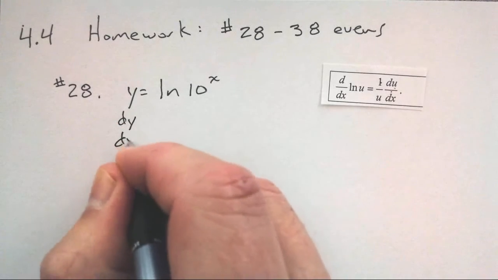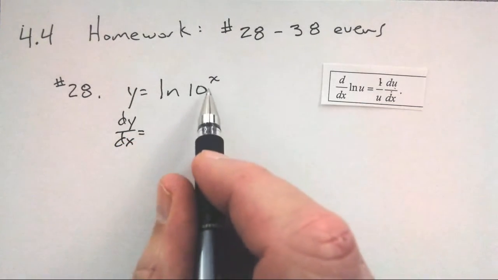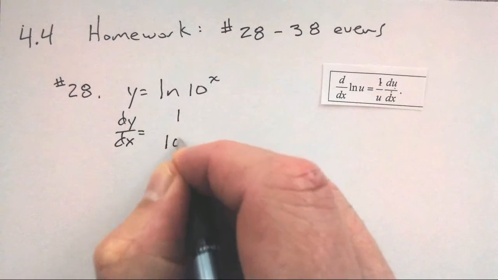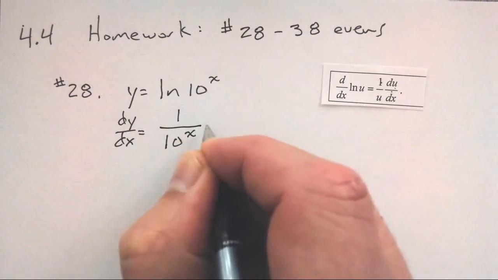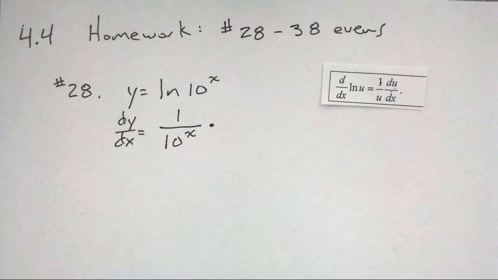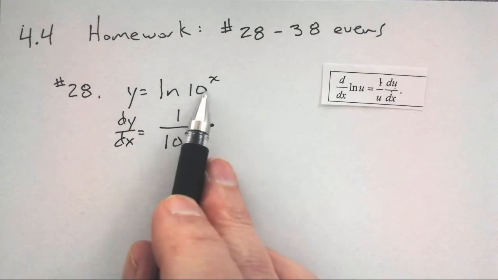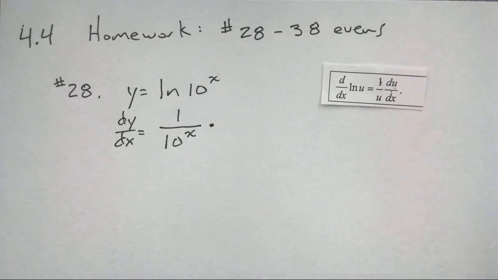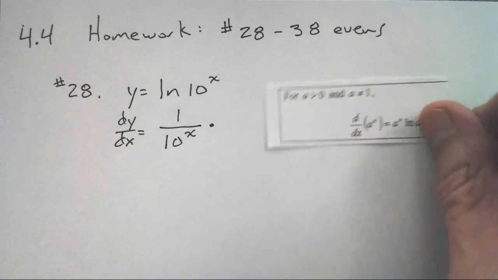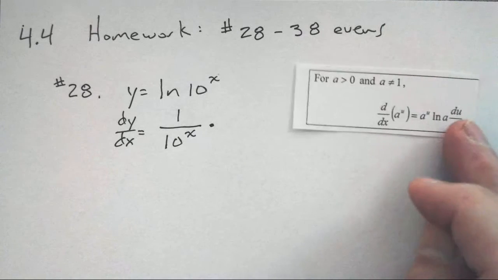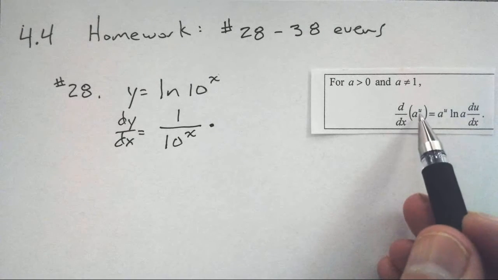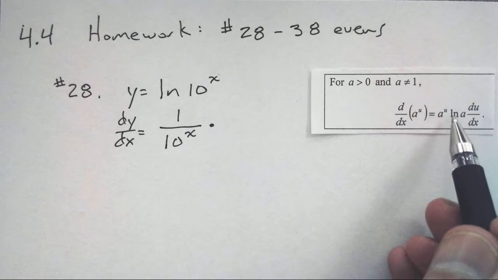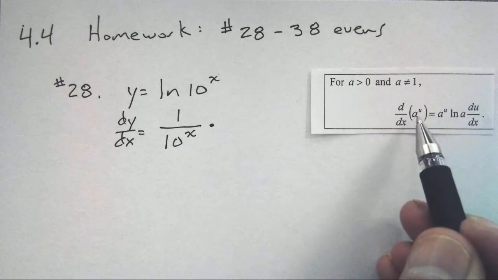dy/dx is ln of 10 to the x wants to just be 1 on 10 to the x. However, we have to compensate for this not being just plain old x by taking the inside derivative. And the inside derivative is a non-e number to a power, such as a. E to the x's derivative is just e to the x, but we compensate when it's not e by multiplying by ln of our base.